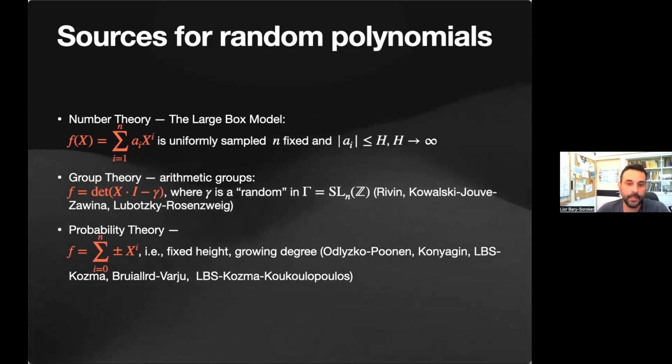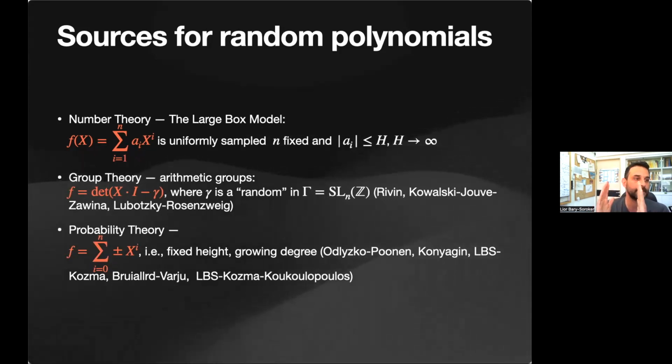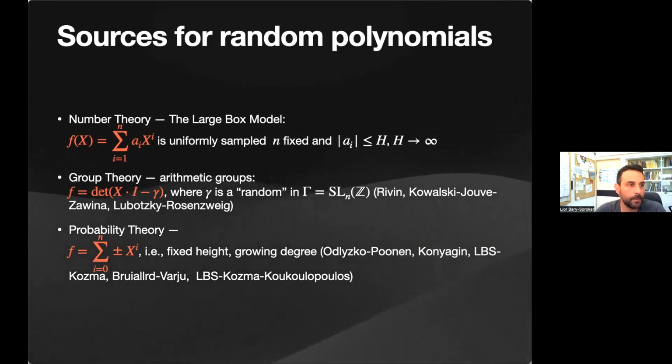Another way that is very common in probability is to take polynomials such that the coefficients are sampled in some natural way. For example, you flip a coin for each coefficient, and you choose whether it's plus or minus 1. And you let the degree go to infinity. Okay, so this is in some sense perpendicular to the previous one, because here I fix the height, I fix the size of the coefficients, but I let the degree go to infinity, so I choose more and more coefficients. And in this model, it's very difficult even to show that a random polynomial is irreducible.